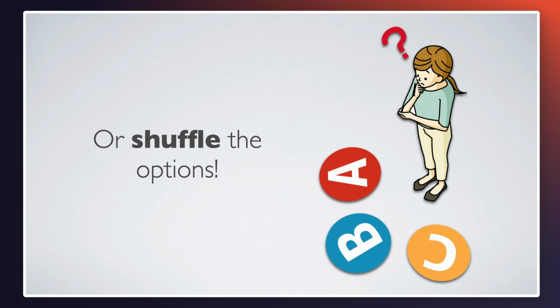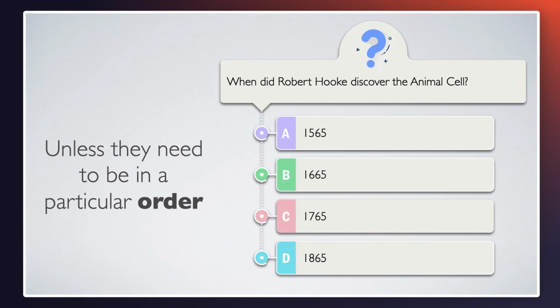Next is if you can't randomize, just shuffle the options. In most of the e-learning tools, including Captivate, you have the option to shuffle the answer options. Do that. But there are cases where you should not shuffle the answer options, and that is when the options need to be in a particular order. So if there are years, or if it's numerical, or it's chronological, or it's some order that it's following.